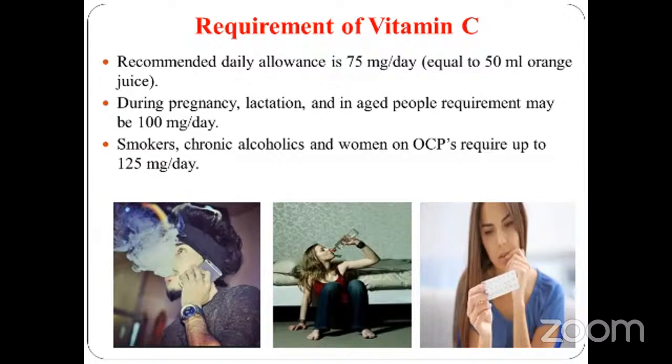Whereas in the case of chronic smokers, alcoholics, and women on oral contraceptive pills, they require up to 125 milligrams per day. So this is about its RDA. Normally it is 75 milligrams per day. During pregnancy, lactation, and in elderly people, we can give 100 milligrams per day. And in chronic alcoholics, smokers, and women taking oral contraceptive pills, the recommended daily allowance is quite high, about 125 milligrams per day.